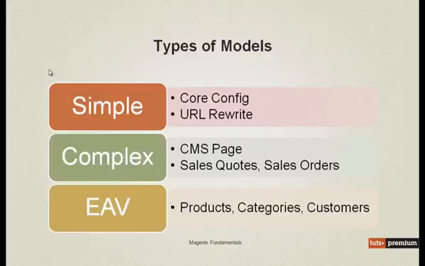And finally, we have EAV models. Examples of EAV models are products, categories, and customers. These are the most powerful, they give you a lot of flexibility, but of course with a little bit of overhead. Just look at the database, products and categories data is stored in almost 50 tables. That's why EAV is one of the most complex parts of the whole system.